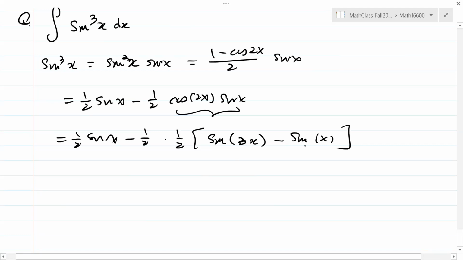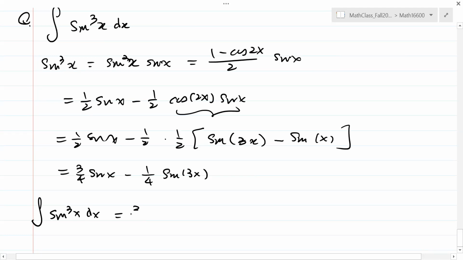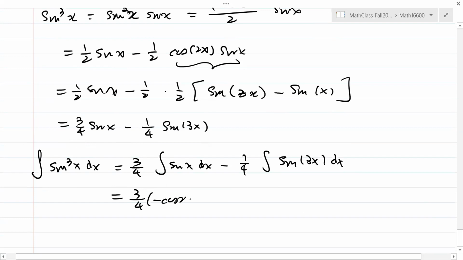So I got, whoa, sine x, that can be combined. 1/4 plus 1/2, so I think it's 3/4 sine x minus 1/4 sine 3x, okay? After you simplify. So that's the good part. Okay, we can evaluate the integral of sine cubed x: integral of 3/4 sine x dx minus 1/4 integral of sine 3x dx, okay? And we can get 3/4 negative cosine x, and here is 1/4 negative cosine 3x divided by 3, and plus constant. So this is another expression for the integral of sine cubed x.